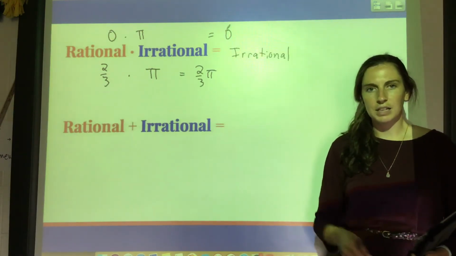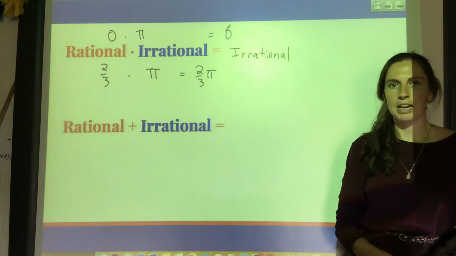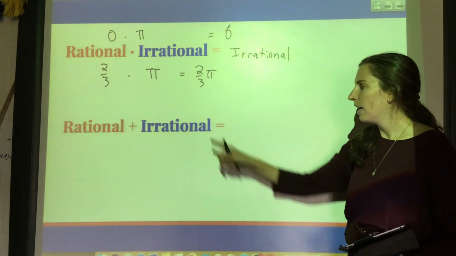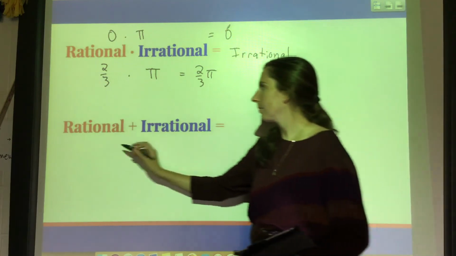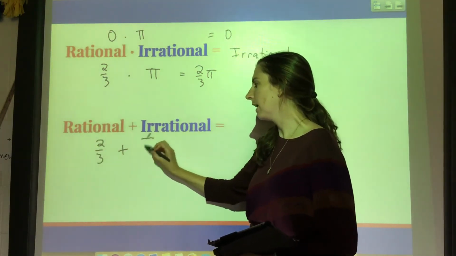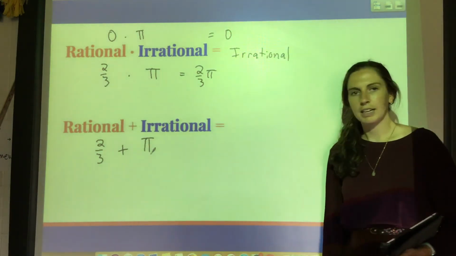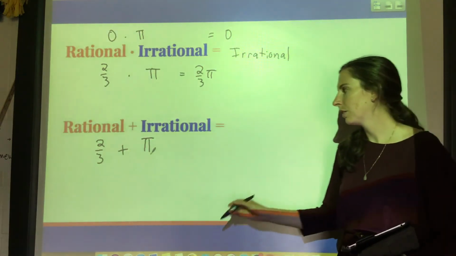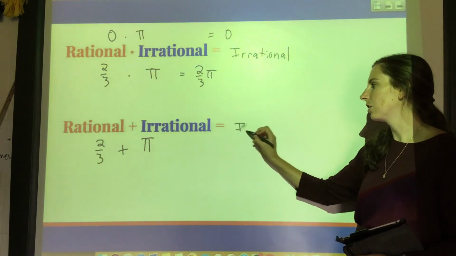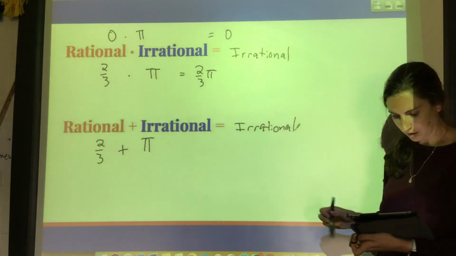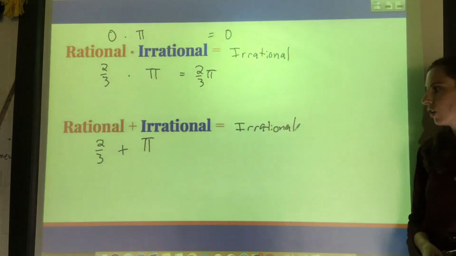So there's no hard and fast rule on that one. Typically it's irrational, but sometimes it could be rational. You just have to test some cases and see. Let's try adding them. If I did a rational number plus an irrational one, like pi, what am I going to get? If I take pi and just bump it up by 2/3, it's still going to be irrational. And there's no getting around that one.